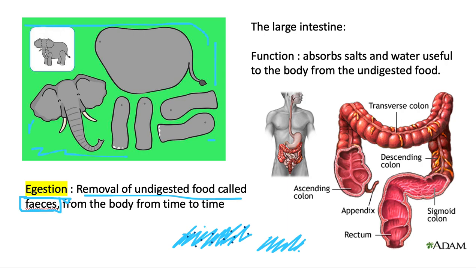That will be separated from the water in the large intestine, because the water will be absorbed by the large intestine. So the large intestine is going to absorb all the water and all the salts that are required by the body. And once the food passes out of the large intestine, it is stored over here. This part is known as the rectum. The rectum is like a bag which stores fecal matter or feces.